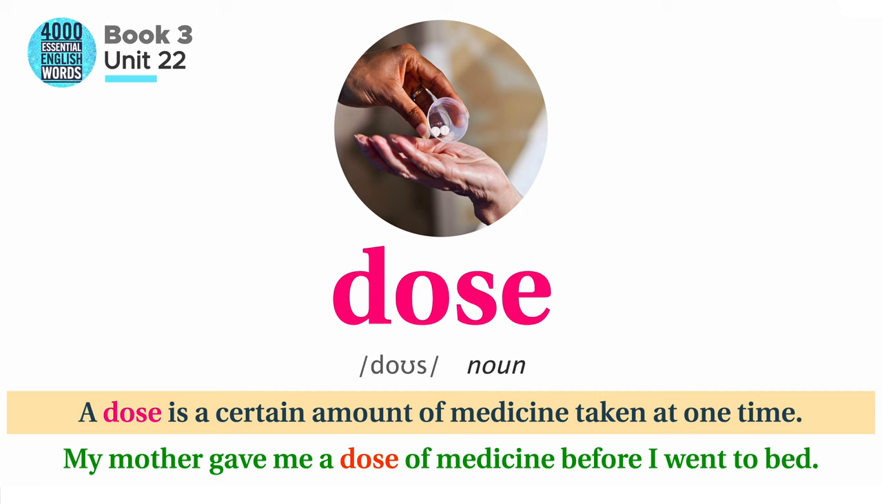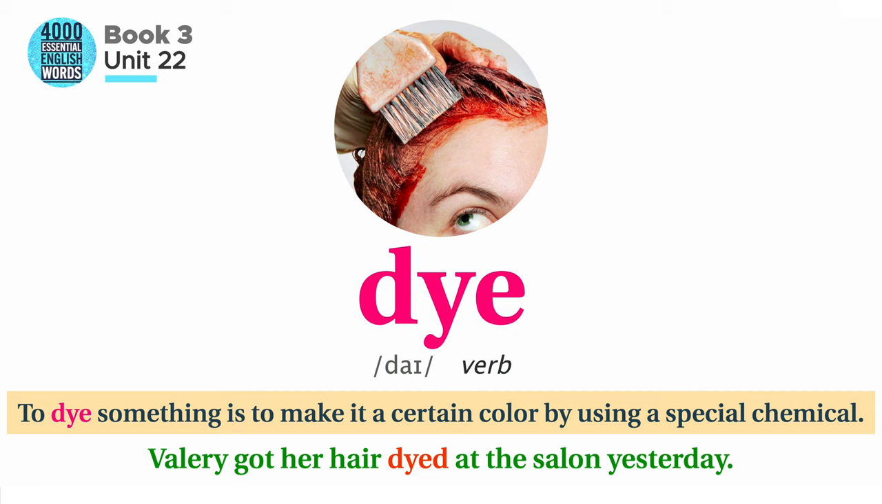Dose. A dose is a certain amount of medicine taken at one time. My mother gave me a dose of medicine before I went to bed. Dye. To dye something is to make it a certain color by using a special chemical. Valerie got her hair dyed at the salon yesterday.